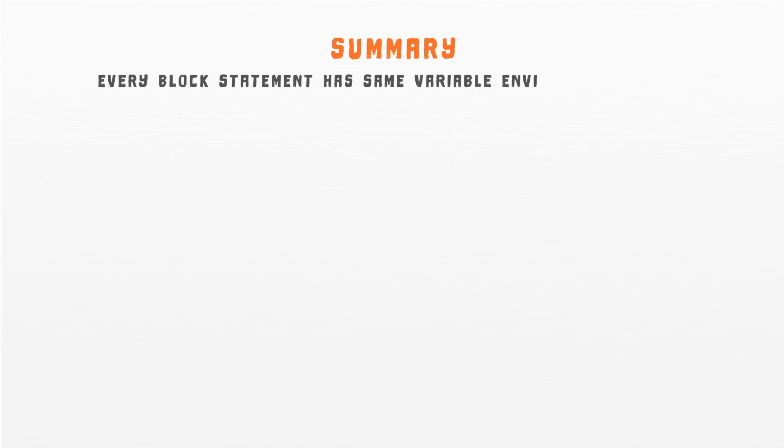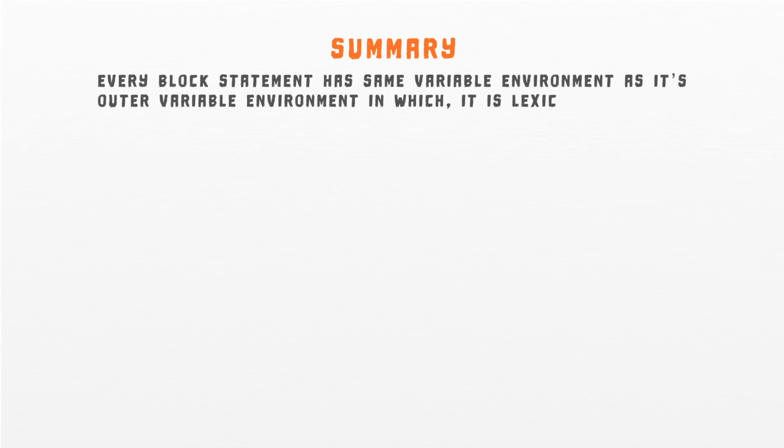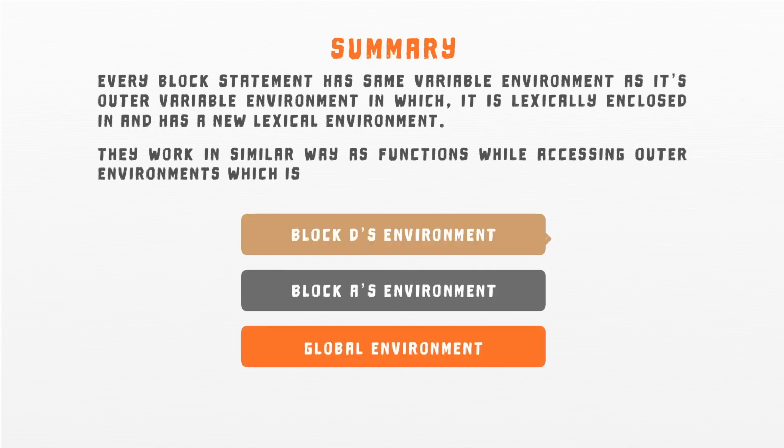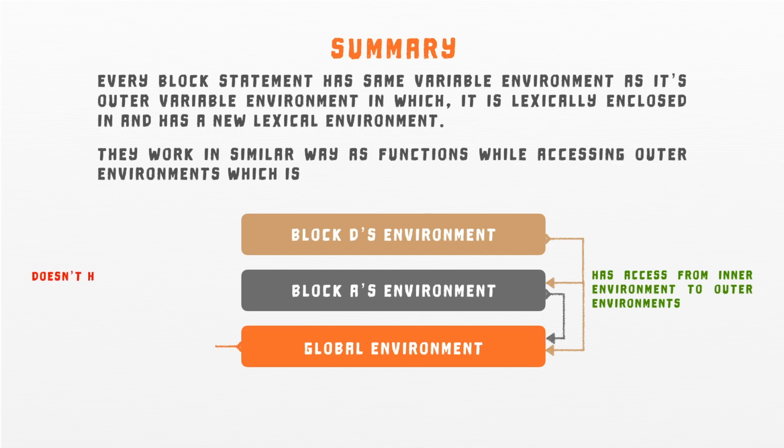Okay? So in summary, every block statement has the same variable environment as its outer variable environment in which it is lexically enclosed and has a new lexical environment. They work in a similar way as functions while accessing outer environments, which is, environment records have access from inner environments to outer environments, but they don't have access from outer environments to inner environments.